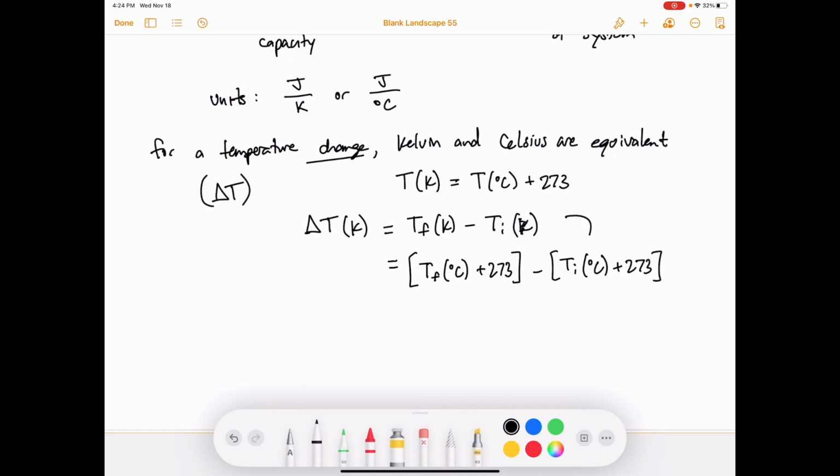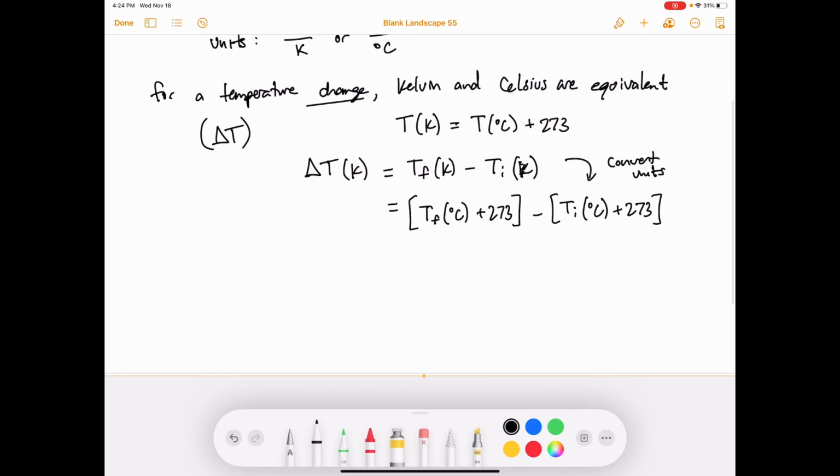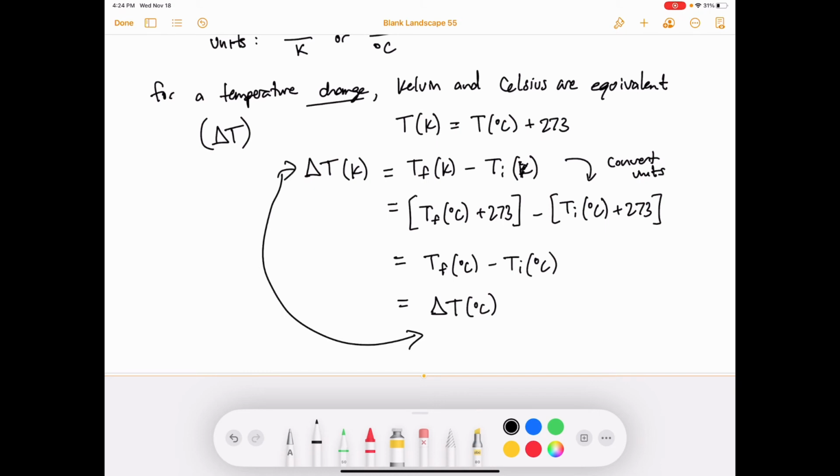So I'm basically converting the units in this step. But what we see is I have positive 273 and negative 273. Those just cancel out. So I'm left with T final in degrees Celsius minus T initial in degrees Celsius, which is delta T in degrees Celsius. So what we've shown is the temperature change, delta T, is equivalent whether we're talking about Kelvin or degrees Celsius. Again, this only works for a temperature change.